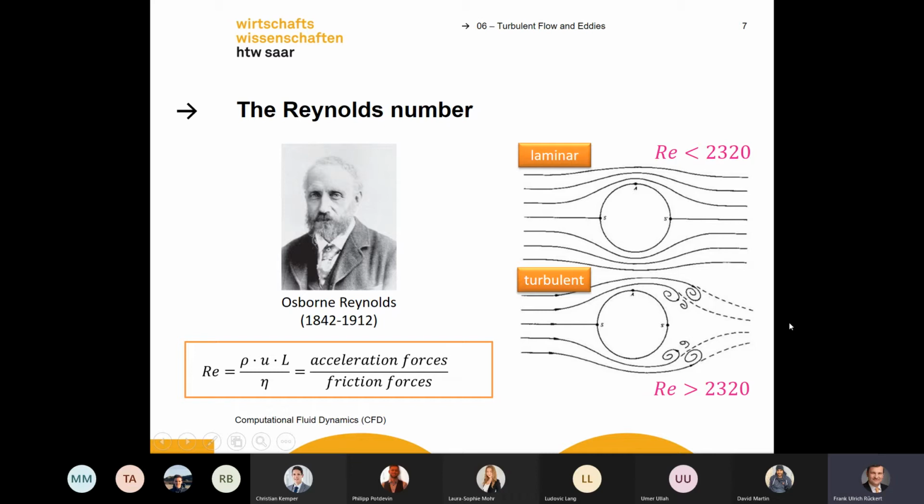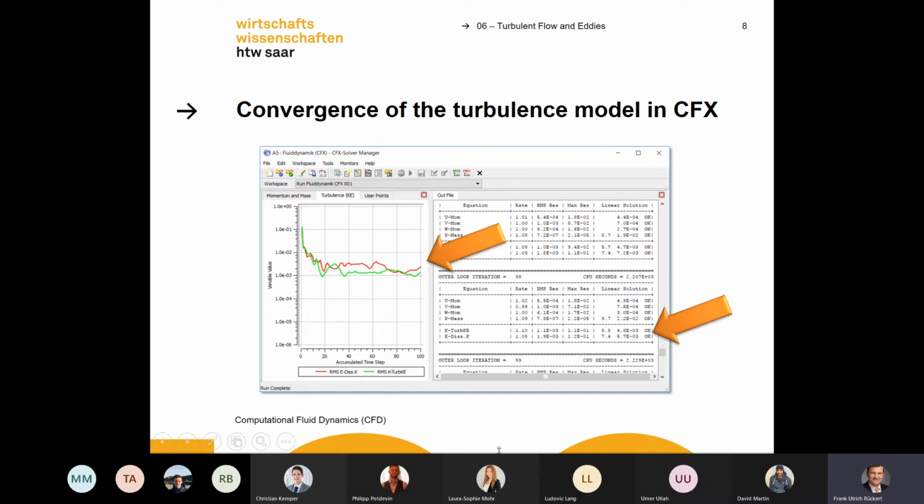Okay. Now you have the question, why do we need this for CFD? This description is one of the most important results from CFD. You can see it in the CFD results, and you can also see it in CFX. You can see the convergence here of a turbulence model in CFX.